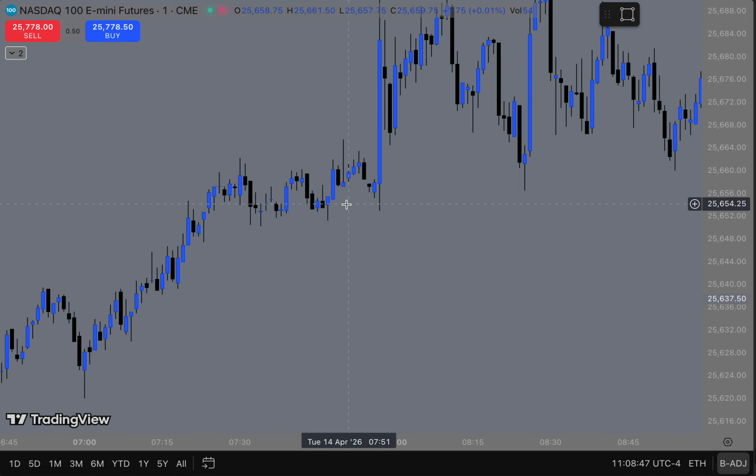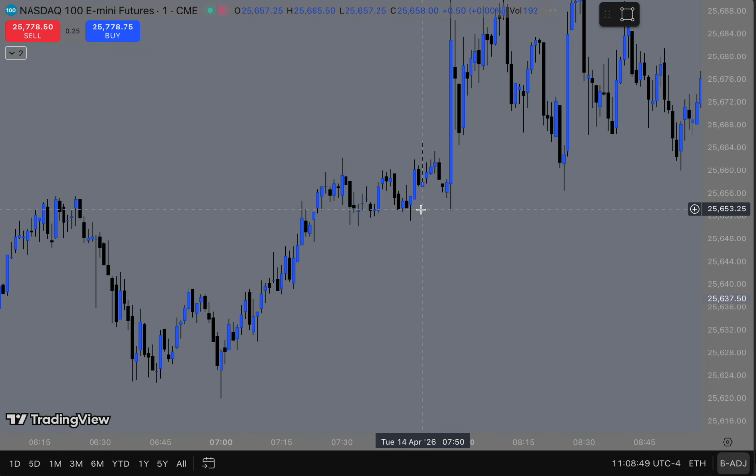So this ends up failing. We get an IFVG, but we don't push below this candle, getting the CISD to give us that extra confirmation that we do want to move lower.